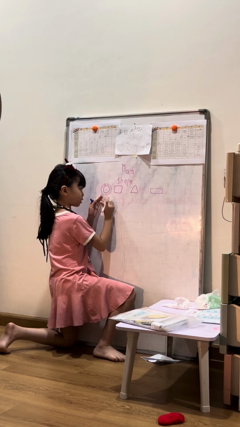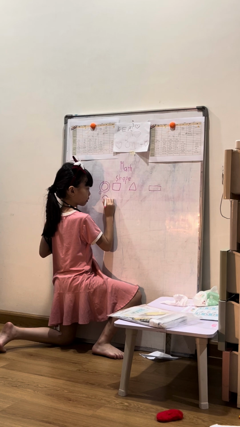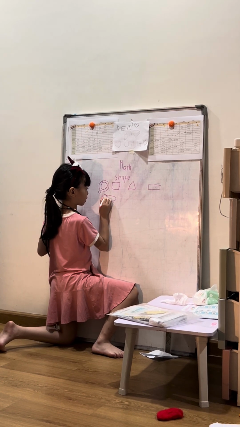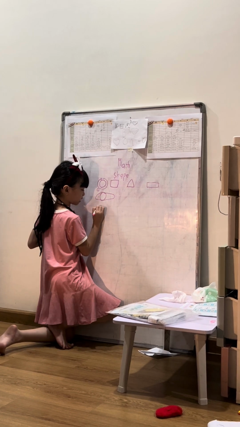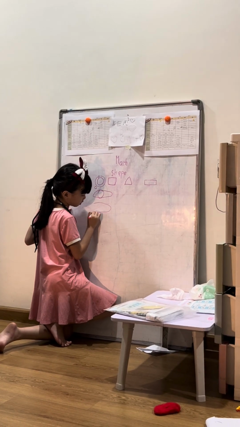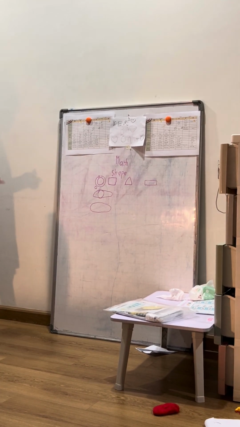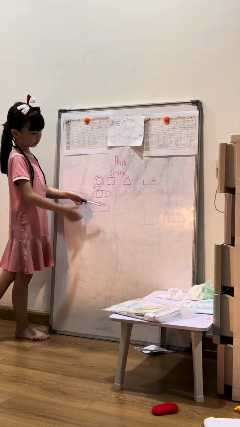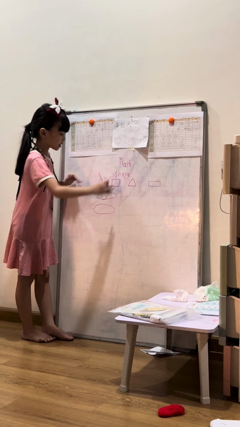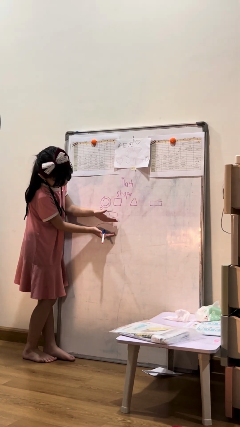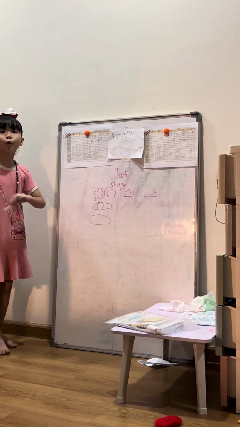So if we pull it out, we stretch it, it will look like this. Is this a circle? It's round, right? But it's not so round. So it has been stretched. It has been stretched and pulled out. So this is called an oval.